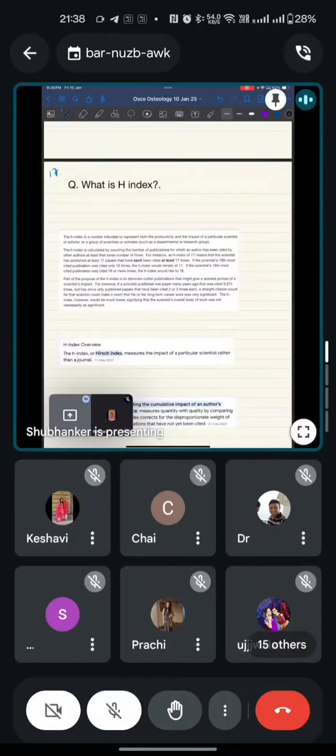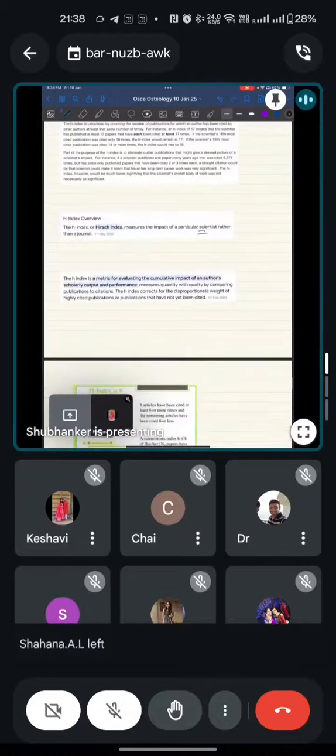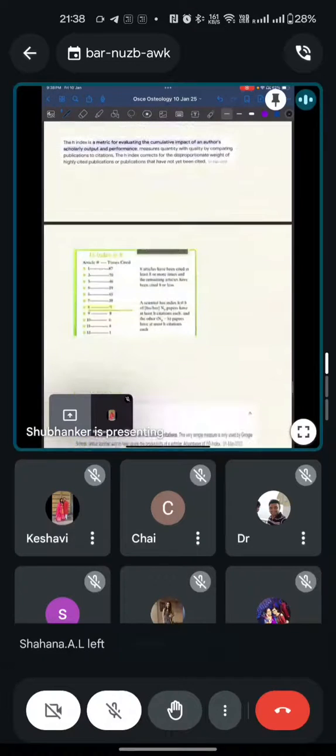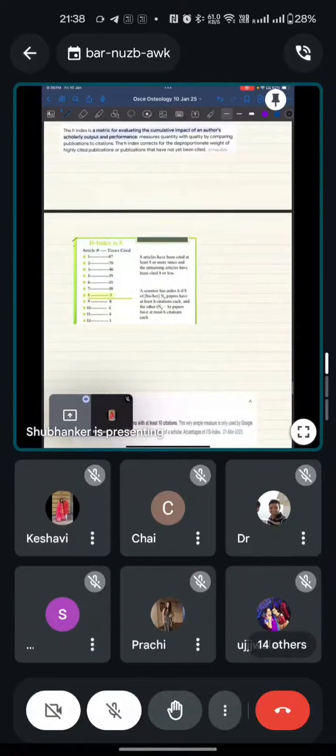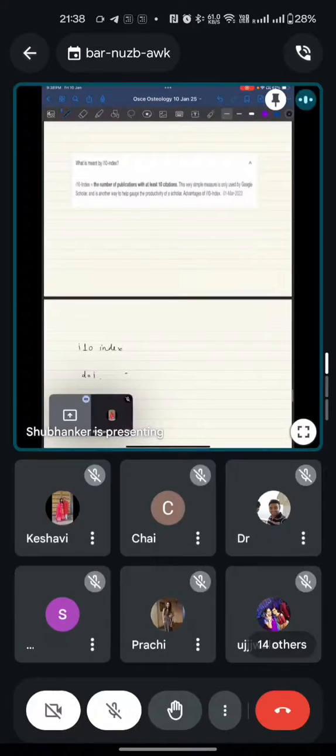Second, what is H index? The full form of H index is Hirsch index, and it measures the impact of a particular scientist rather than the journal. So it is basically more of a personal orientation of the same thing you have read above, for a single author per se. They have cited about H index.